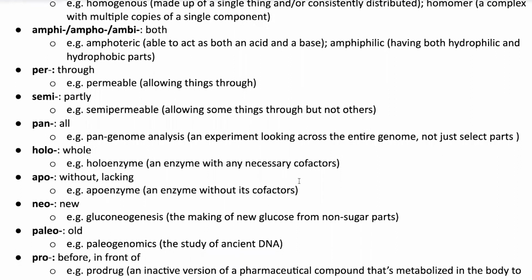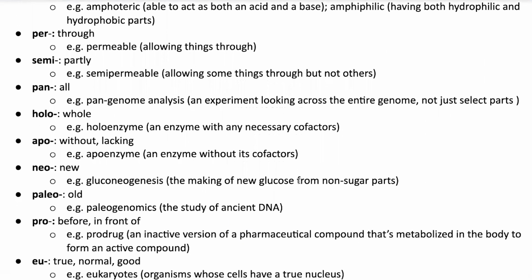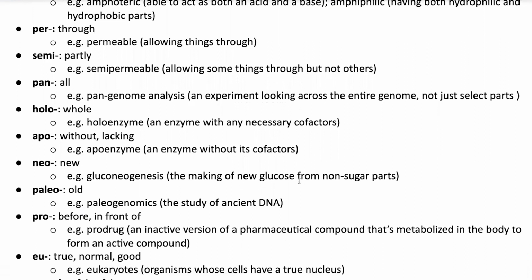Okay, amphi, ampho, ambi, these mean both. So amphoteric is something that's able to act as both an acid and a base. Amphiphilic is having both hydrophilic and hydrophobic parts, and we'll get more into those words in a minute. But this amphi or this ampho, this is telling you it means both. So it can do different things.